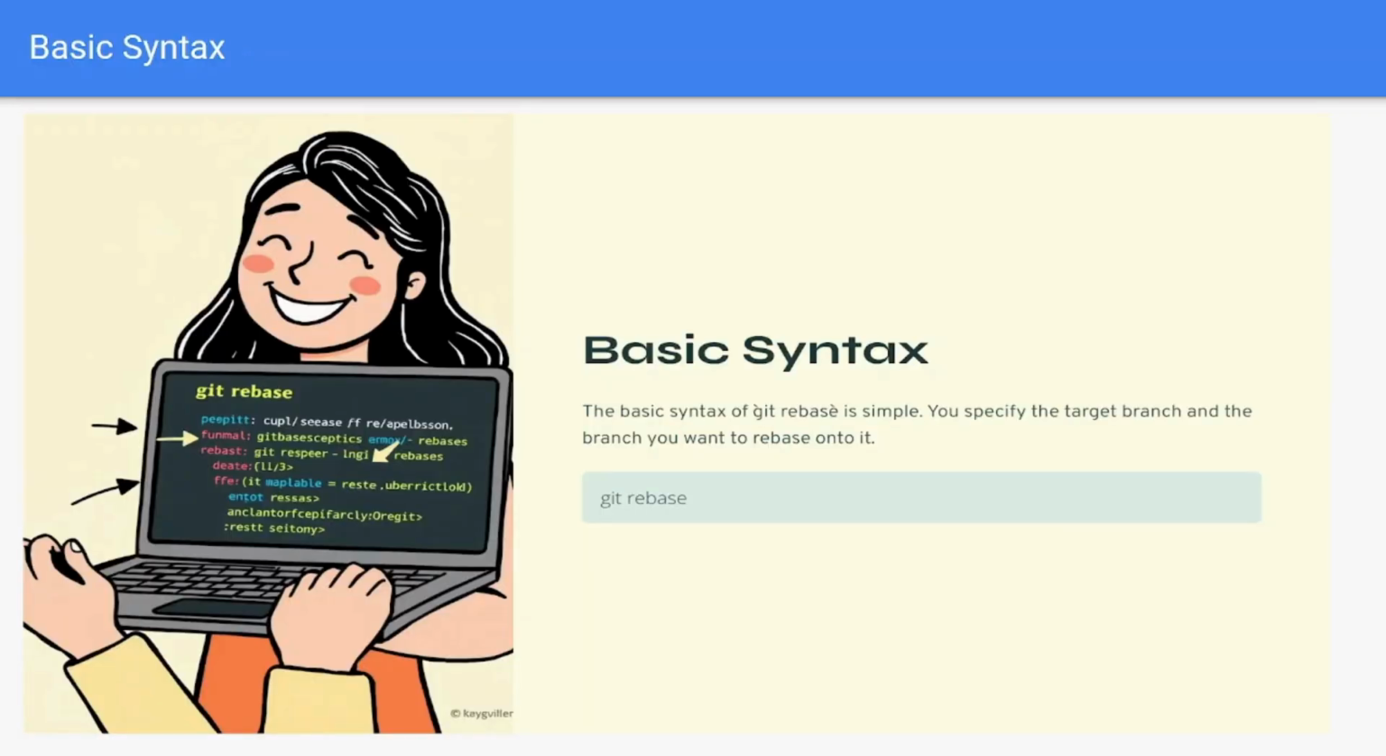The rebase command is simple in terms of its syntax. As we can see, the rebase command consists of the following: git rebase, then the branch from which we want to rebase the code, and next we have to write the branch in which we want to update the code.